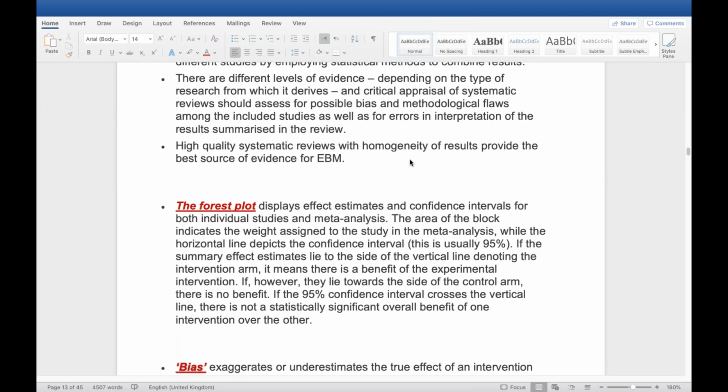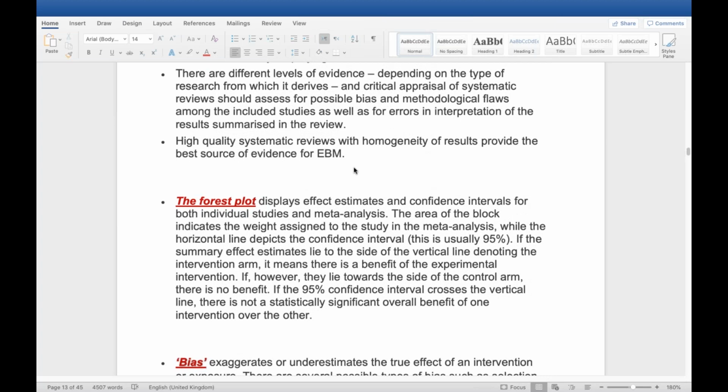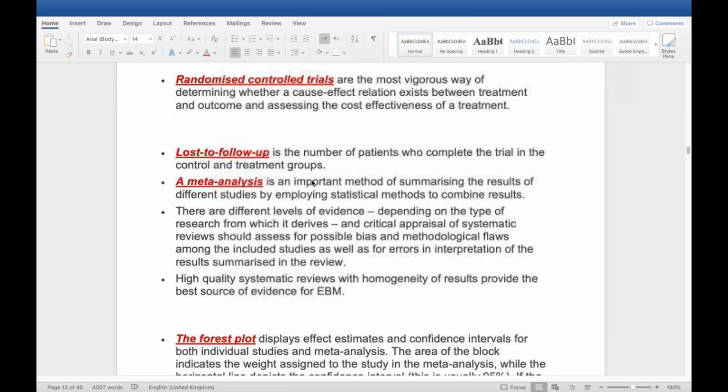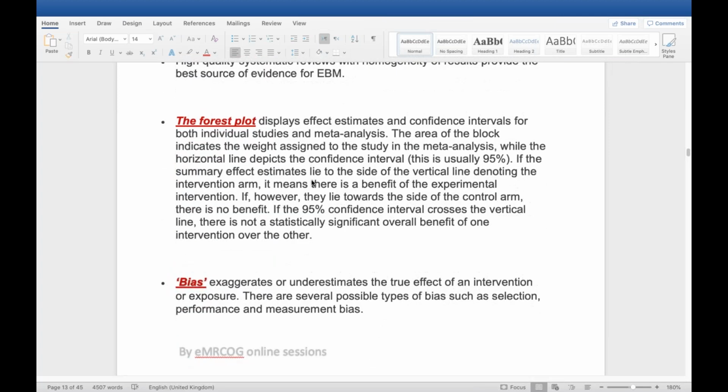High quality systematic reviews with homogeneity of results provide the best source of evidence for evidence-based medicine. So these statements are things that can come up in multiple choice questions. So what we call forest plots. Forest plots can be asked in multiple choice questions, and even in viva questions, and in research you have to be familiar with forest plots.